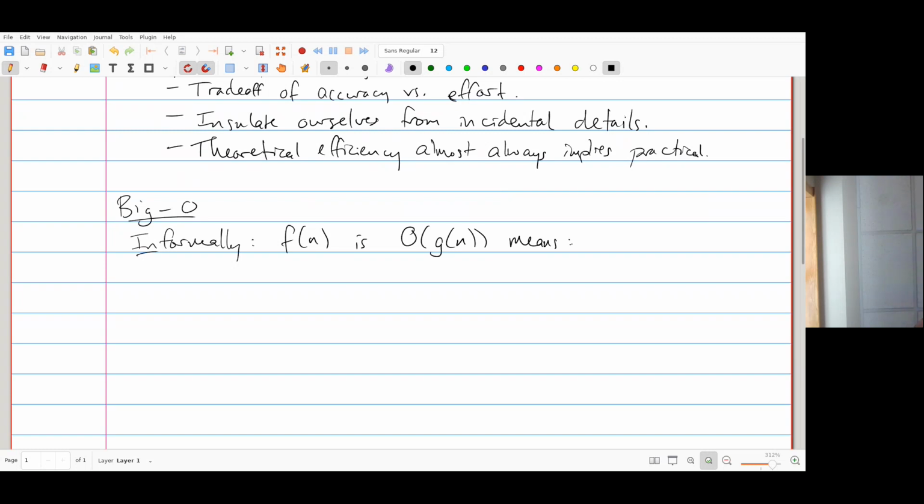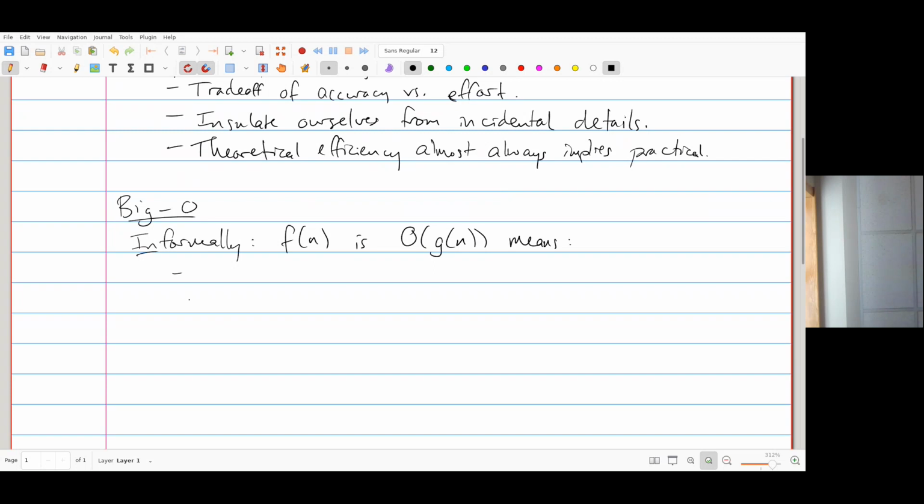well, what does that mean? Any ideas? Based on your experience in data structures or from the activity on Friday, how might you, and I'm going to write maybe a couple different ways of talking about this. So there's not one right answer I'm looking for. So how would you say informally, what does it mean that some function f of n is big O of something?